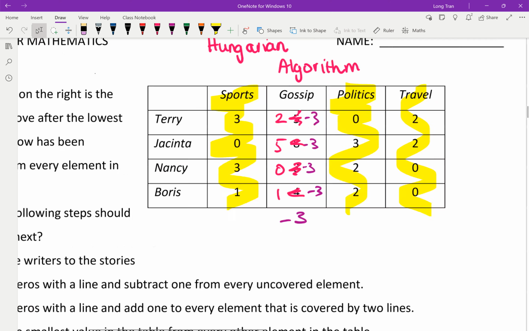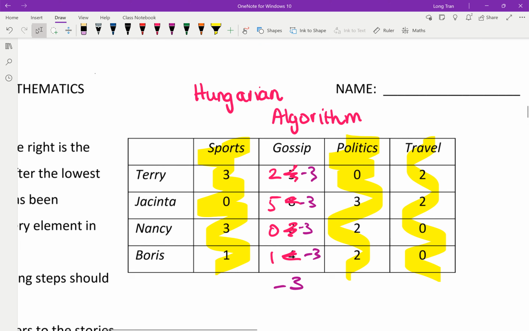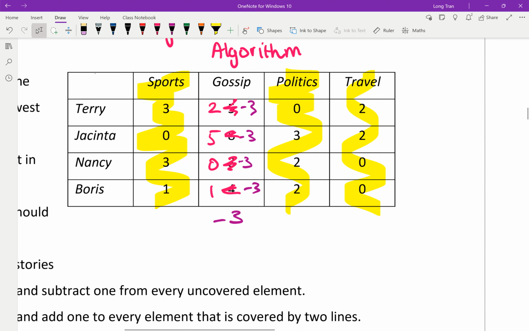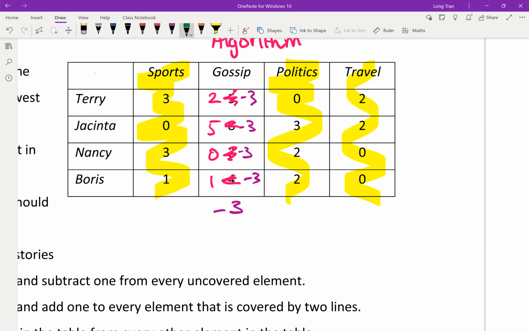And then what you do in the Hungarian algorithm, if you've forgotten, this is exercise 15b. What you then double check is, can you cover all the zeros? I'm just going to highlight where the zeros are. All the zeros as best you can.